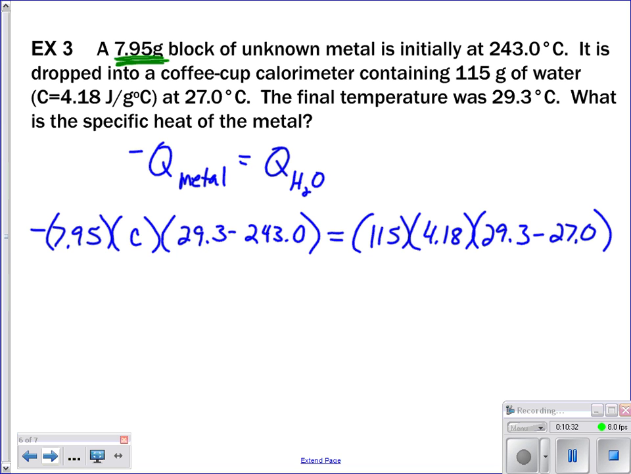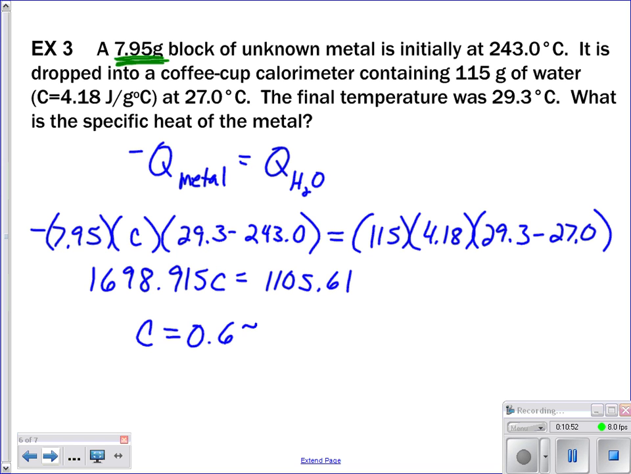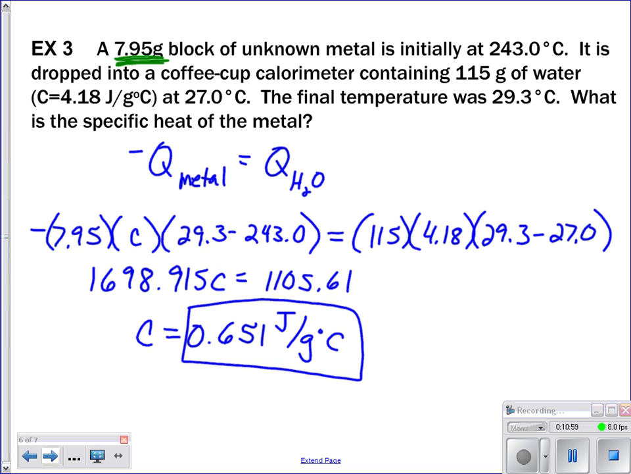So when we solve for C, we end up getting, I'm just kind of throwing down a bunch of numbers that are in my calculator. But when I solve for this, my final answer, rounded to 3 significant figures, is my specific heat is 0.651 joules per gram degrees Celsius. There you go. If you like math, this is your unit.